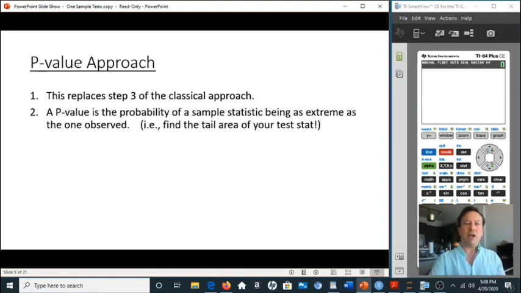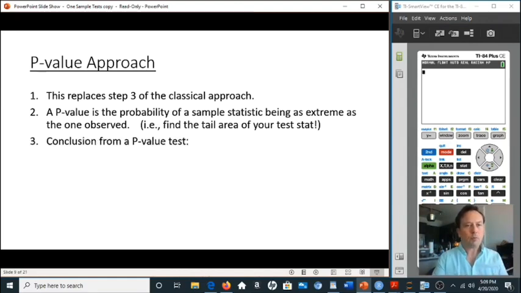So what is a p-value? It's the probability of any other sample statistic being as extreme as the one that is observed. The one that is observed is your statistic. What we're looking for is the probability that any other statistic is more extreme than that. If you're on the right side, you're looking for the probability of the area being higher than that particular number. If you're on the left side of the graph, extreme would be to the left of the one that you observed.